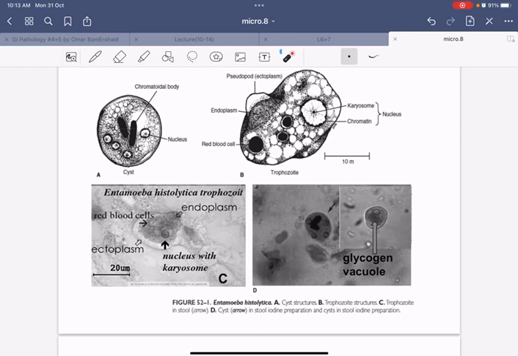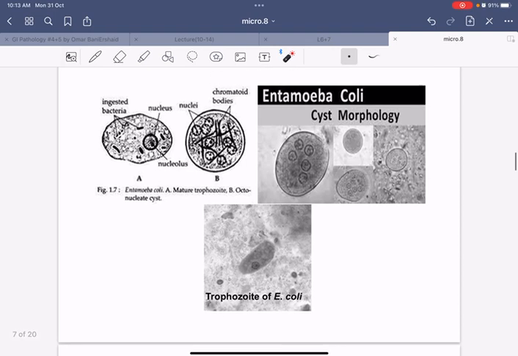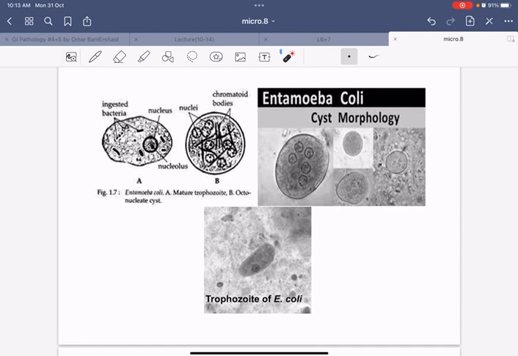Now you can see in Amoeba histolytica here endoplasm, ectoplasm, and the nucleus with central karyosome. This is in Amoeba coli. Look at the cyst, how many nuclei? 8, if you focus. Here it is clear 5, and if you focus it is up to 8. It could be less than 8. And you can see the chromatoid bodies in the cyst.